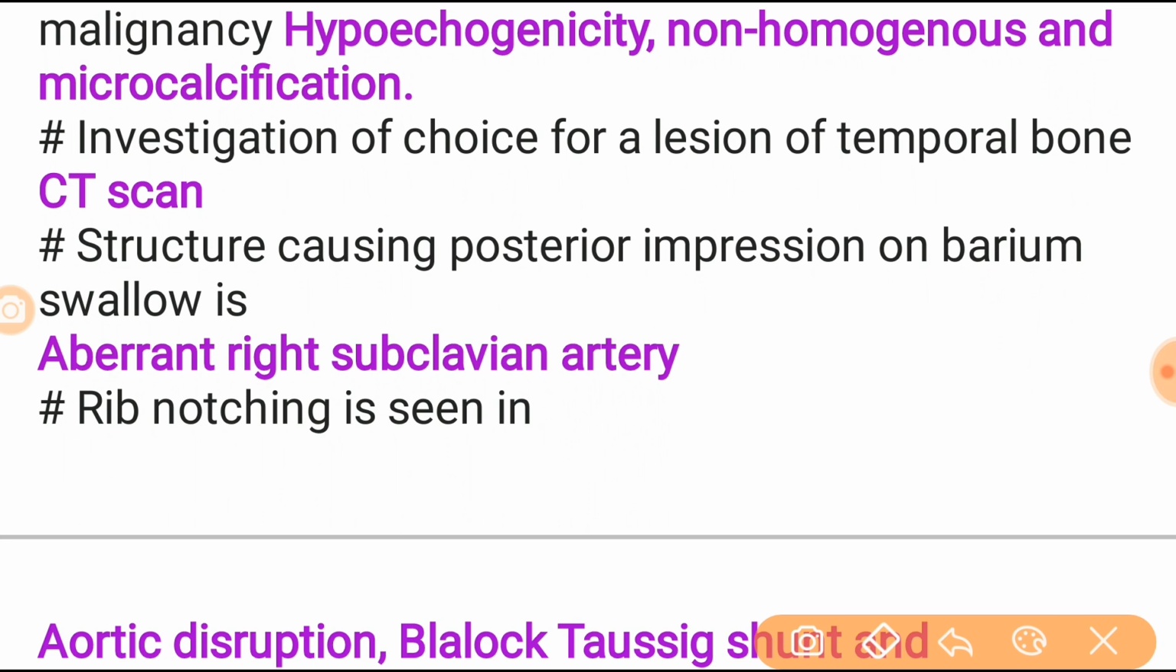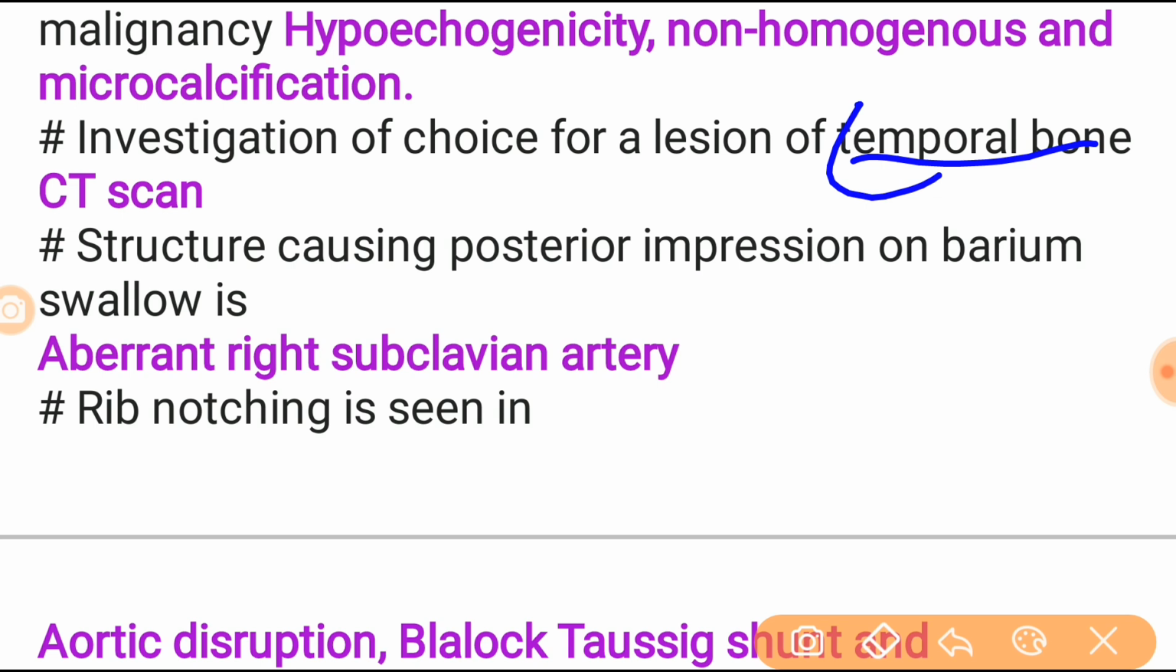CT scan is actually nothing but a variety of X-ray. So X-ray is used for the hard substances, and CT scan also. Here they gave the option of the temporal bone. For all bones the investigation of choice may be CT scan or X-ray, but for the temporal bone it is CT scan. The structure causing a posterior impression on the barium swallow is the aberrant right subclavian artery.